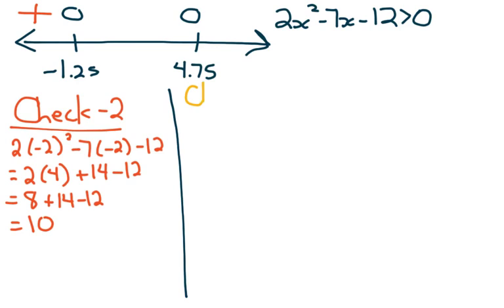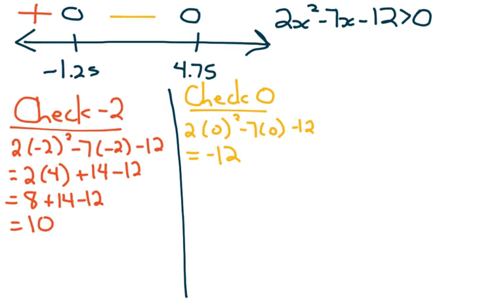We'll check one number in the middle. 0 fits, so I'm going to pick 0. So 2 times 0 squared minus 7 times 0 minus 12, which works out to -12. Anything in the middle here would be negative.